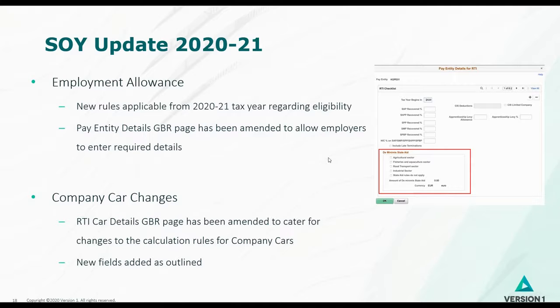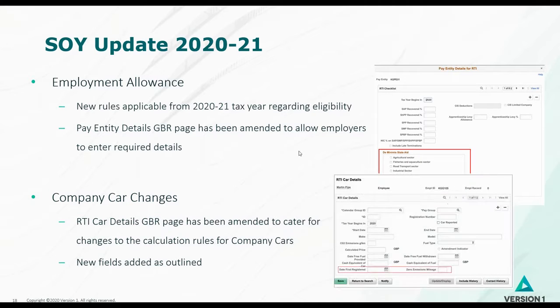Additionally, the RTI car details page has been updated to cater for ultra low emission vehicles, as part of the changes that have been put through there. There are a couple of extra fields that have been added onto this page for date first registered, which is going to be important, and also any zero emissions mileage to be recorded for an individual, and that will then be fed through as part of the submissions each year.